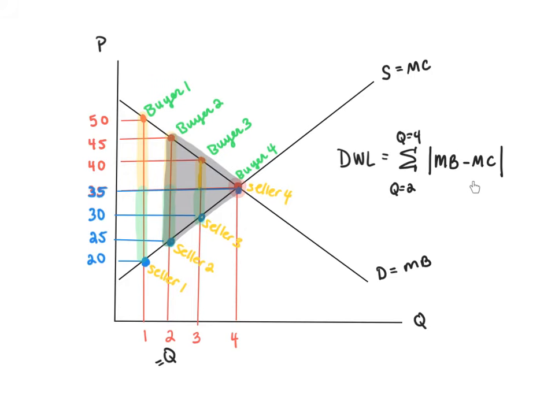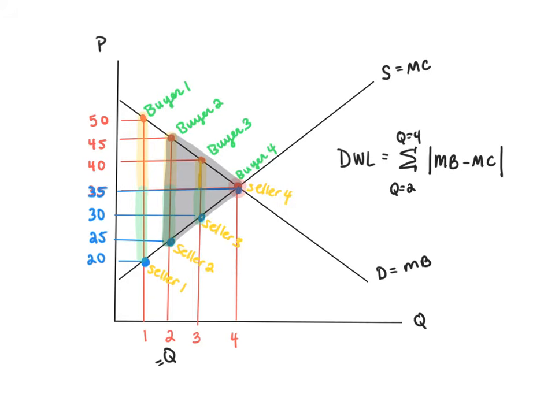So inefficiency arises whenever these are not equal. Deadweight loss is measuring how unequal these are by summing up the extent to which marginal benefit and marginal cost differ on all the units that are not produced that would have been efficient.